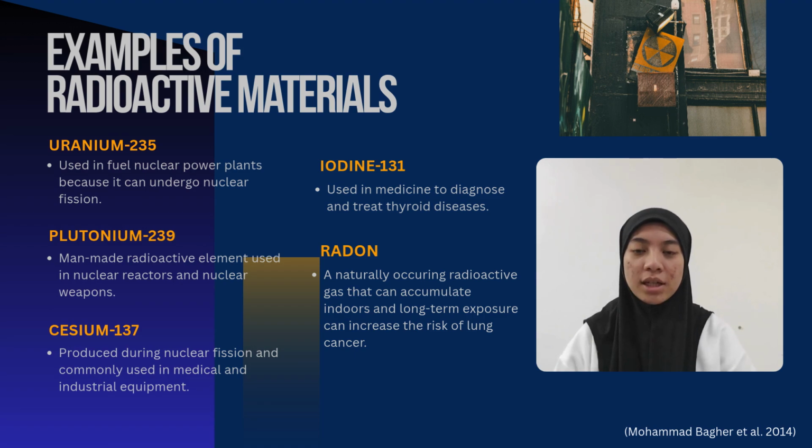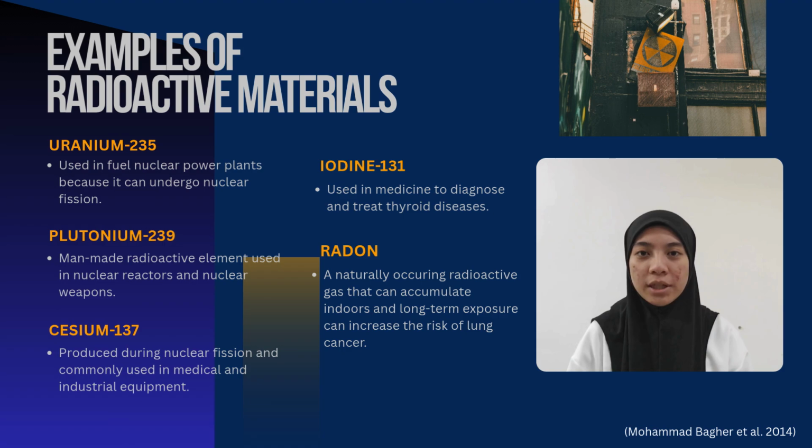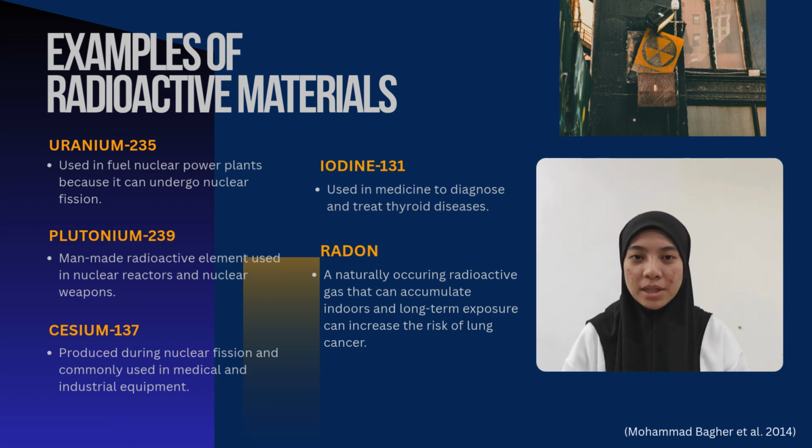Thank you. Here are some common examples of radioactive materials according to the Bahar et al. India study. The first one is uranium-235. It is mainly used as fuel in nuclear power plants because it can produce huge amounts of energy through nuclear fission. Next is plutonium-239. This is a man-made radioactive material used in nuclear reactors and also in nuclear weapons.